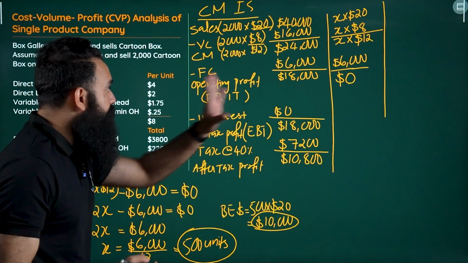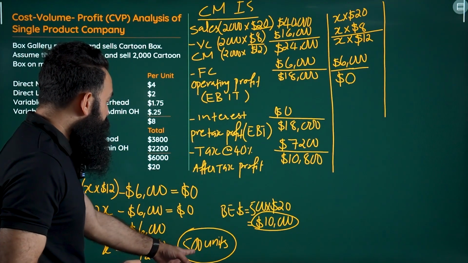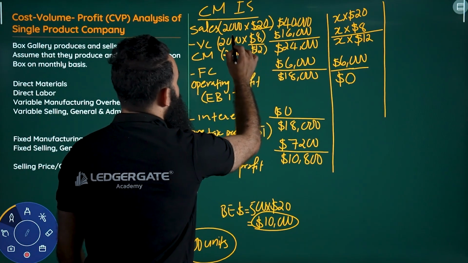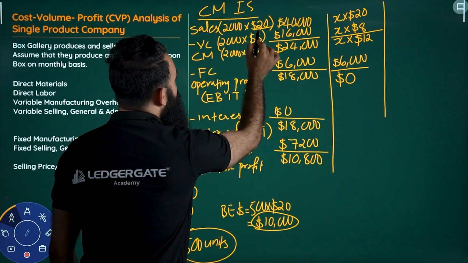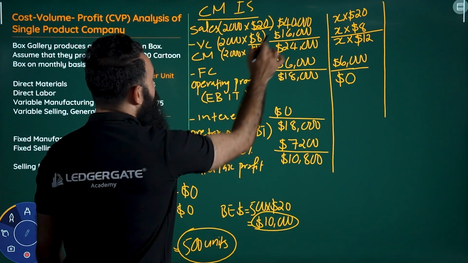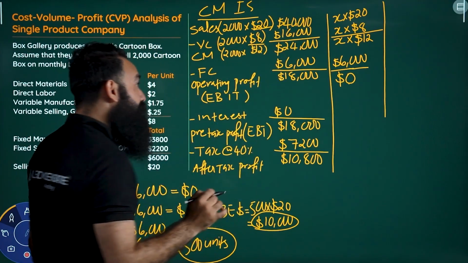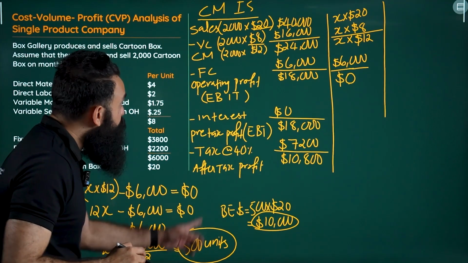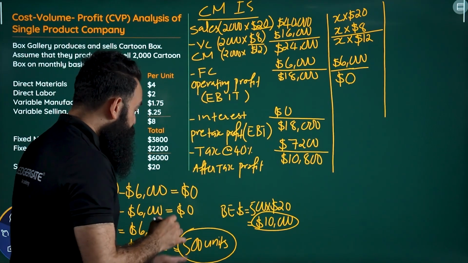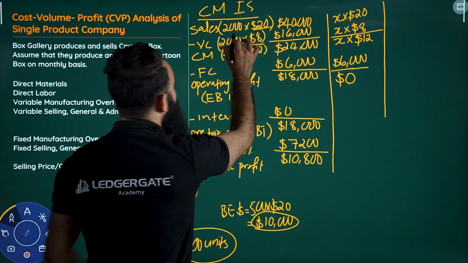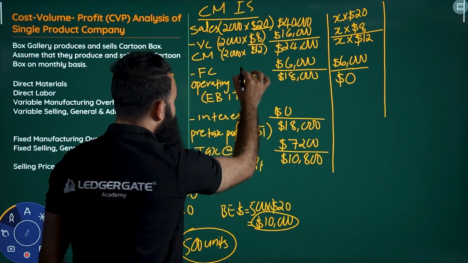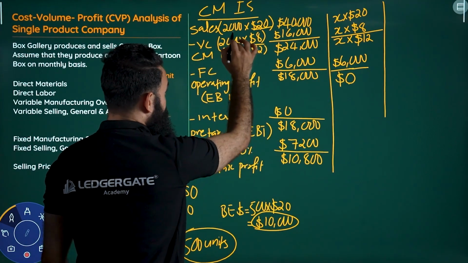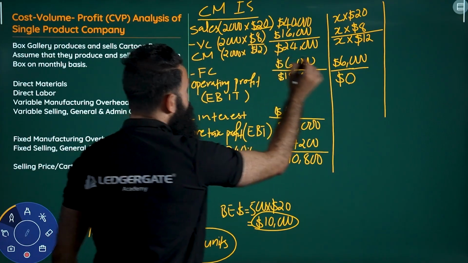So I'm writing only the final figures. First of all, sales, how much? 2000 into $20 is the current sales, but break-even sales how much? Break-even sales units into $20. So 500 into $20. Instead of 2000 here, we'll put 500. Everywhere will change to 500. That's it. So 500 into 20, how much?